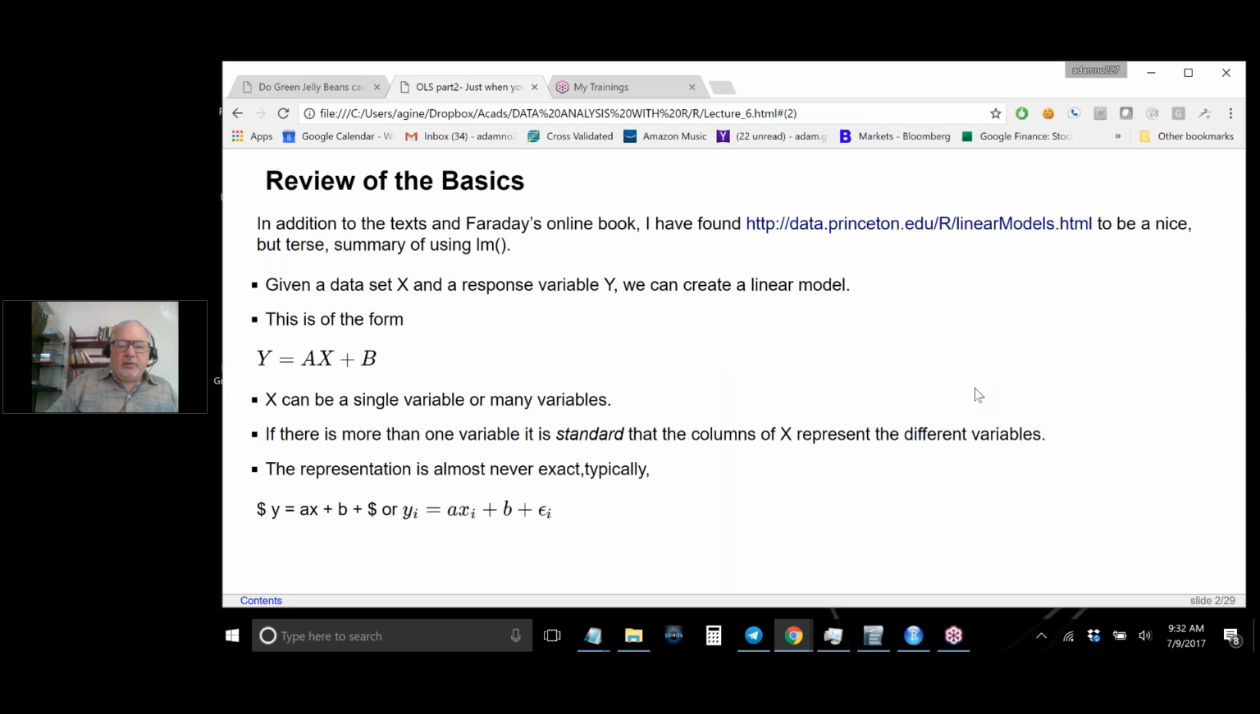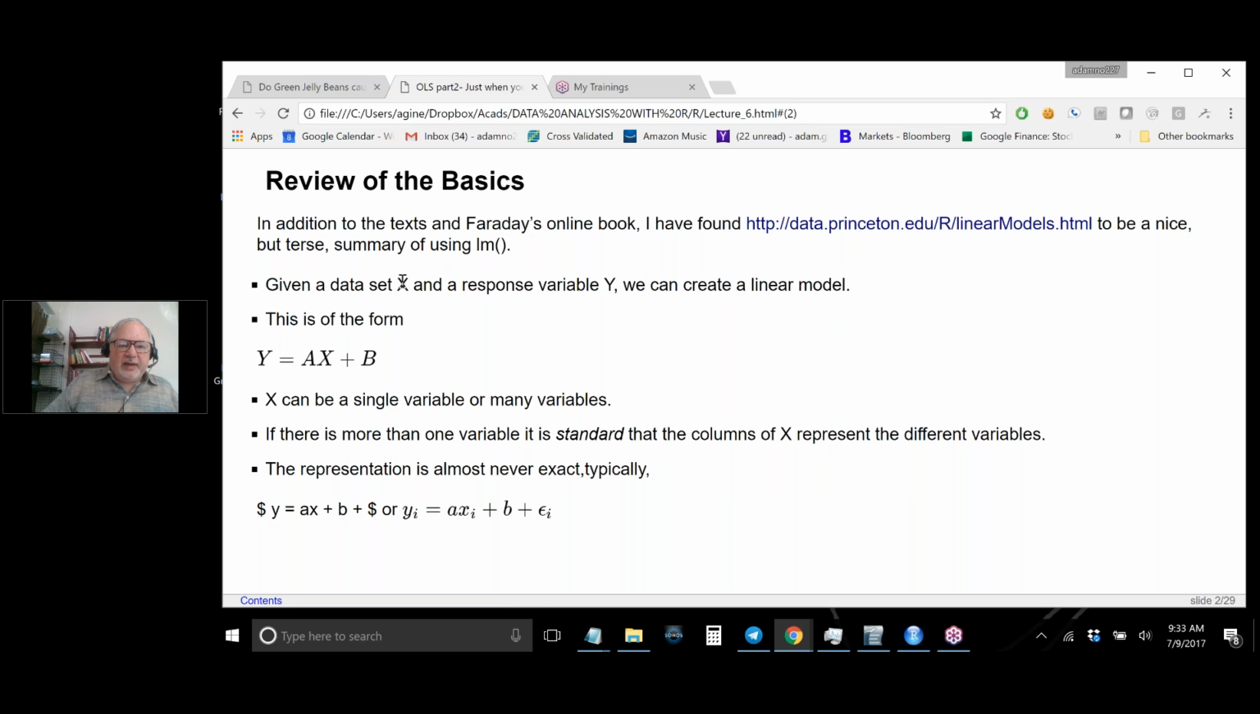So previously, you have the text by Kind, and I gave you a link to the Faraway book and some specific sections in that, which I think are excellent. But for some of the nitty-gritties of how you use the lm function in R, I've found this site. He's a professor at Princeton, and he has some nice lectures on using R and lm to make linear models. So you might want to have a look at that if you want some more information.